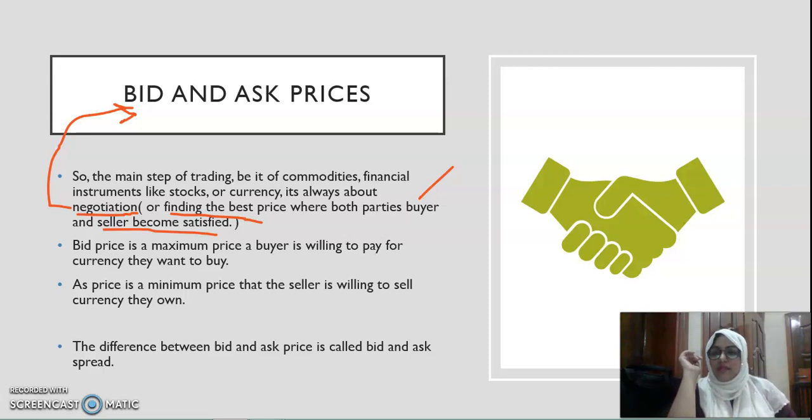The bid price is the maximum price that a buyer is willing to pay for the currency they want to buy. It's simply the maximum price the buyer will pay you in exchange for the currency. And the ask price is the minimum price the seller is willing to sell the currency they own. The difference between both prices is the spread.